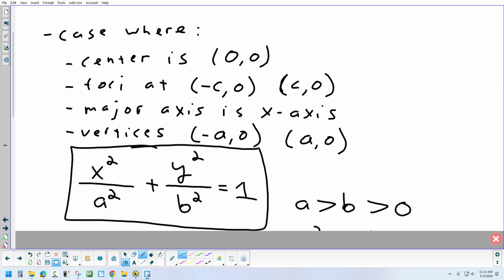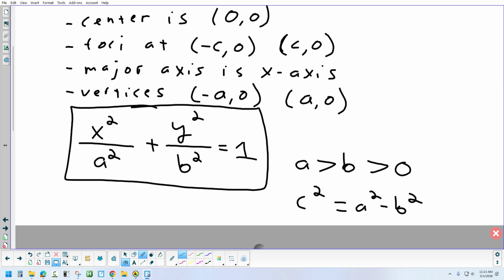x squared over A squared plus y squared over B squared equals 1. A is always bigger than B. So if you have 2 numbers and you don't know which one is A and which one is B, A is the bigger one. That's how it always has to be. And that's the formula that connects A, B, and C. C squared equals A squared minus B squared. So as long as you know 2 out of the 3 letters, you can figure out the third one.